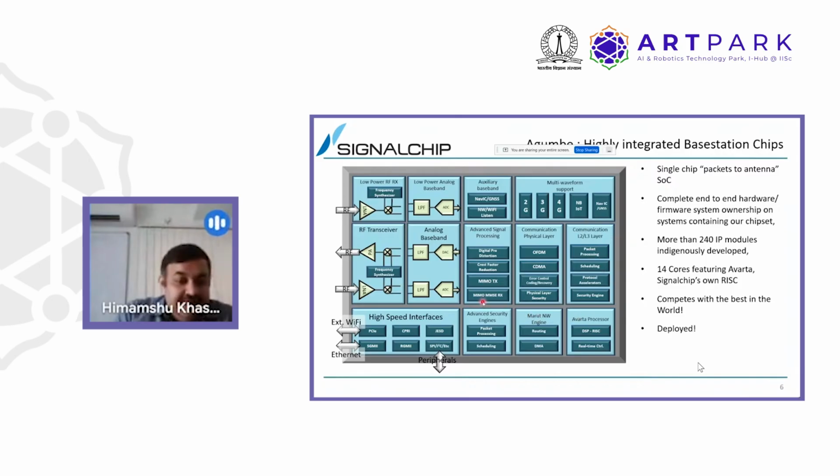And we have the advanced security engines here. And then there's a whole bunch of high-speed interfaces for bringing data out and in, the MII and RGMII.